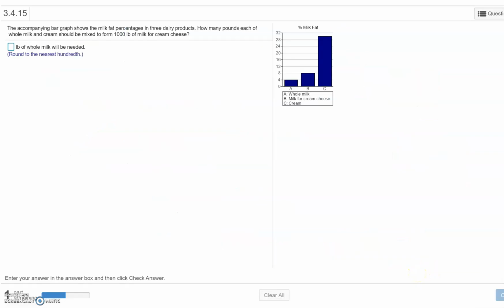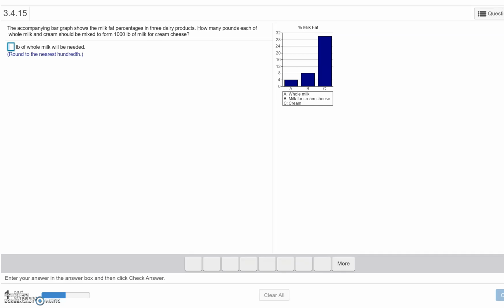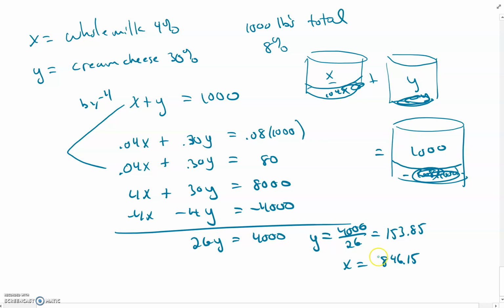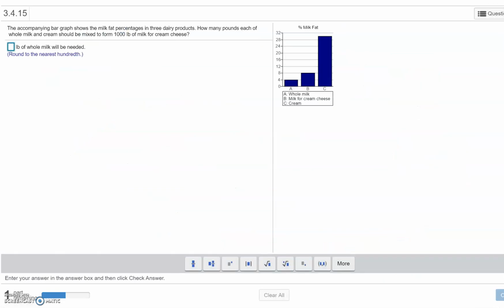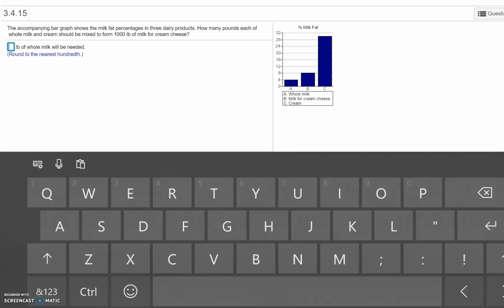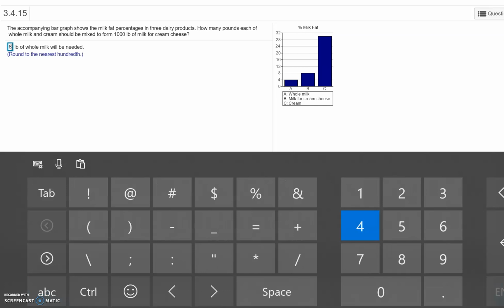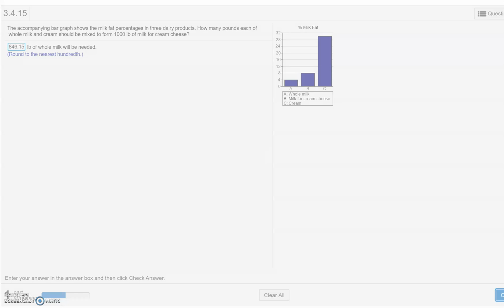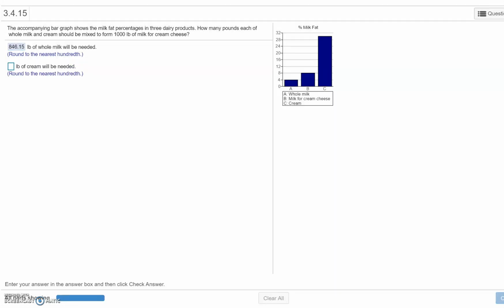Let's go check it out. So the whole milk, what's whole milk again? Whole milk is the X, which was 846.15. Check the answer. Golden. So then the other one works too. So there you go.